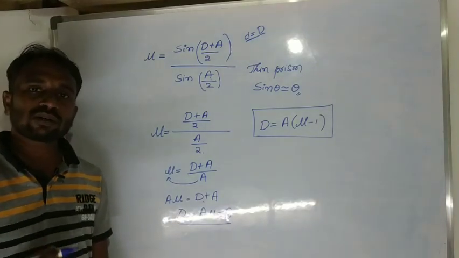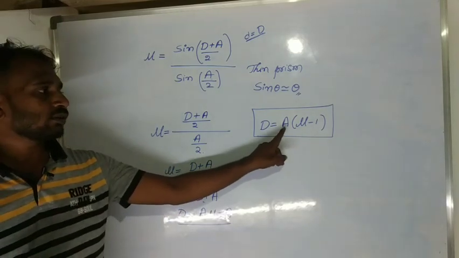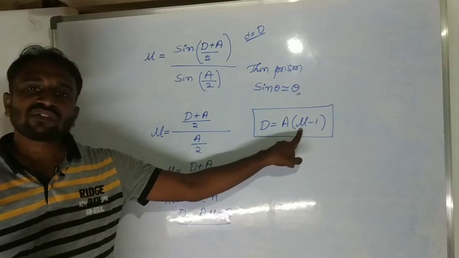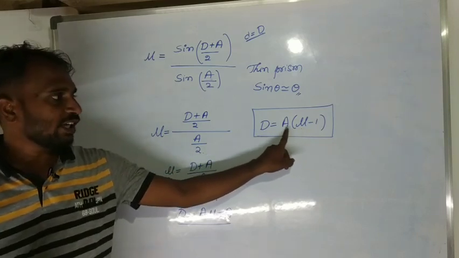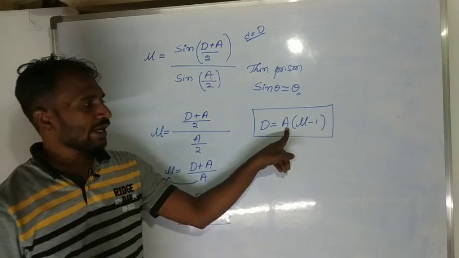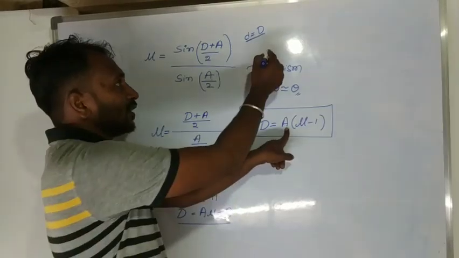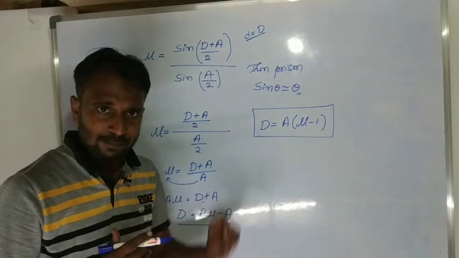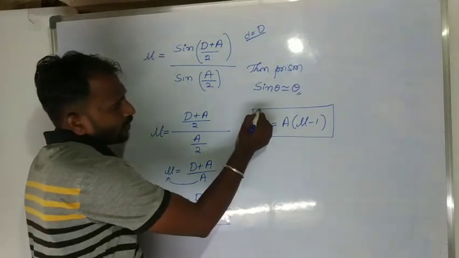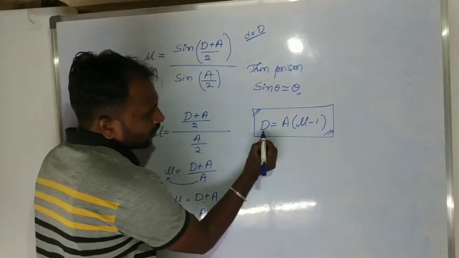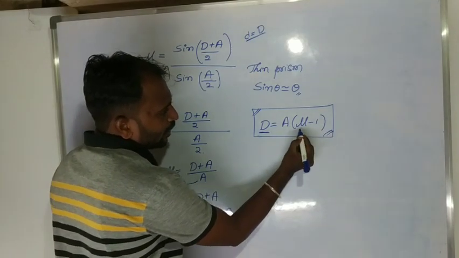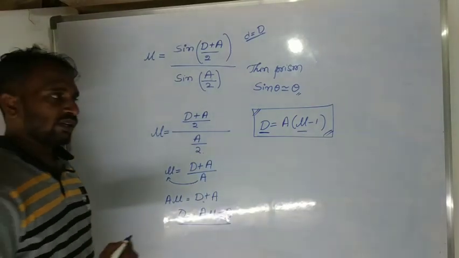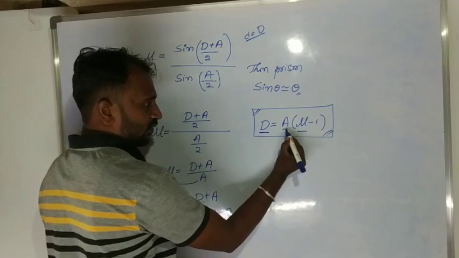Expression for deviation of a thin prism: D is equal to A into mu minus 1. Here mu means the refractive index of the prism, and A means the angle of the prism. Generally we consider the angle of the prism to be about 10 degrees. Why? Because here we consider a thin prism. So the angle of deviation depends upon the refractive index of the material of the prism and the angle of the prism.